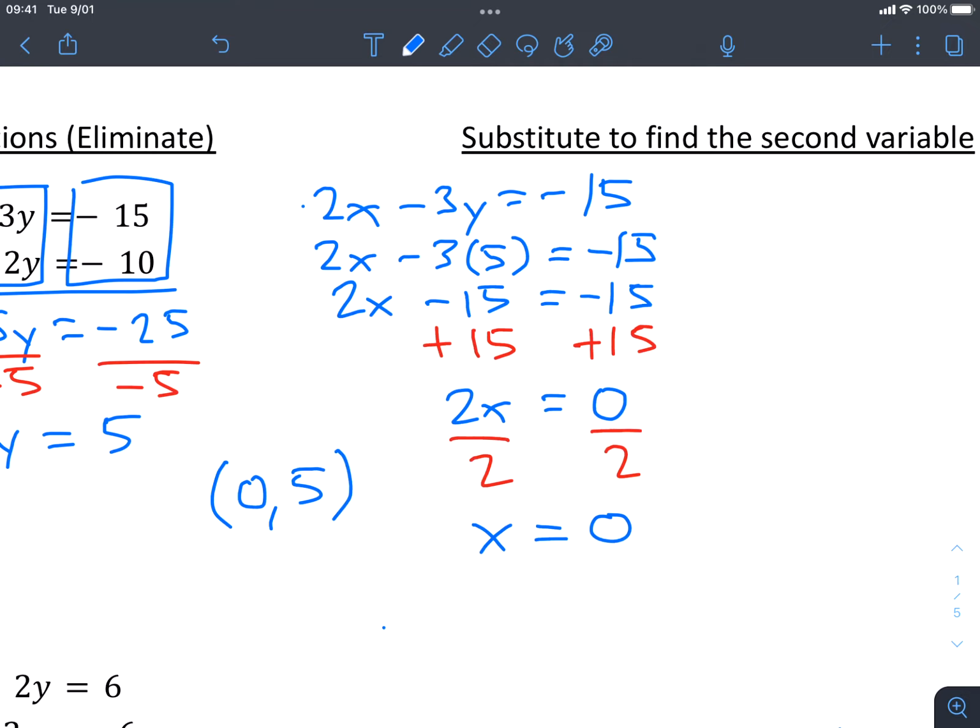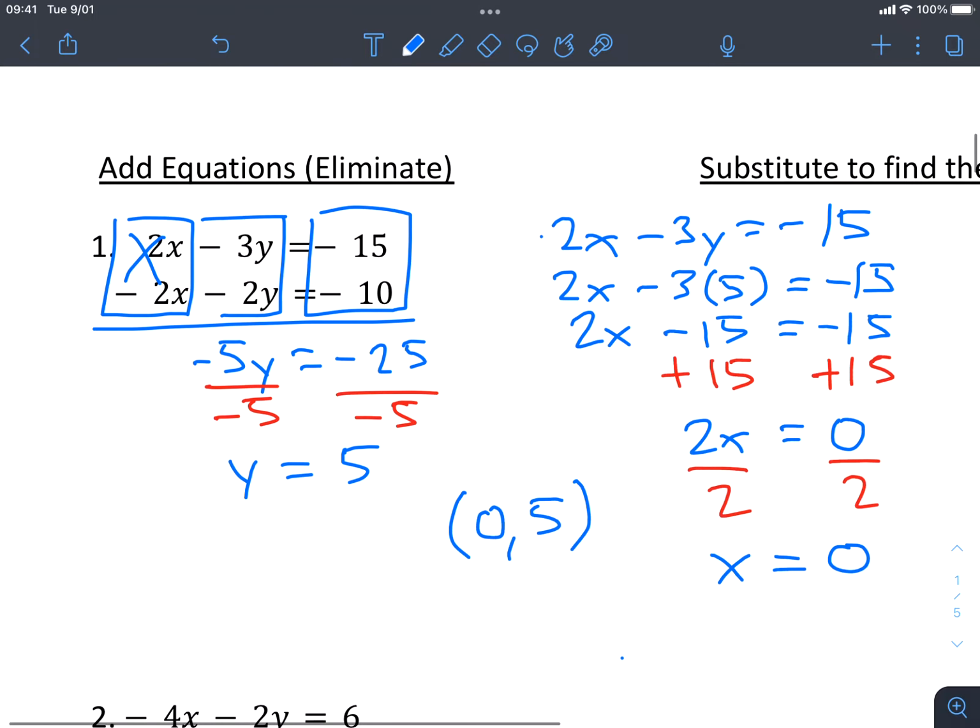So this essentially represents the fact that these two equations that we started with are lines. When you graph them, they create lines. And we're trying to find out the point where they intersect on the graph. And that point that we found algebraically through the elimination method is that they cross at 0, 5. They intersect at 0, 5.